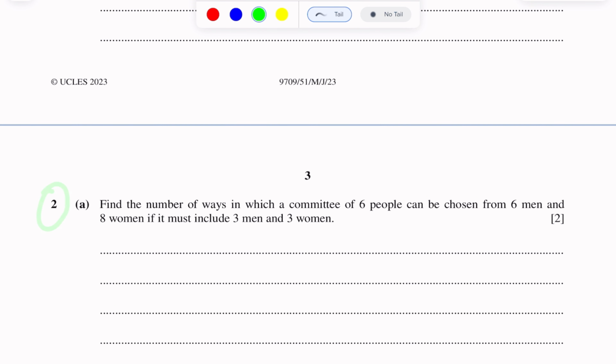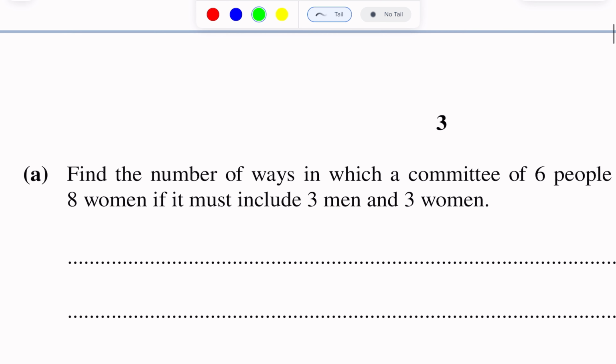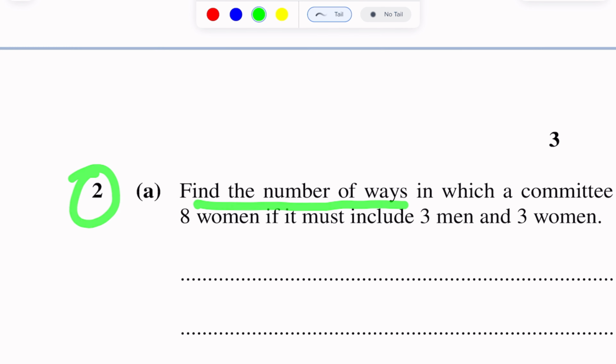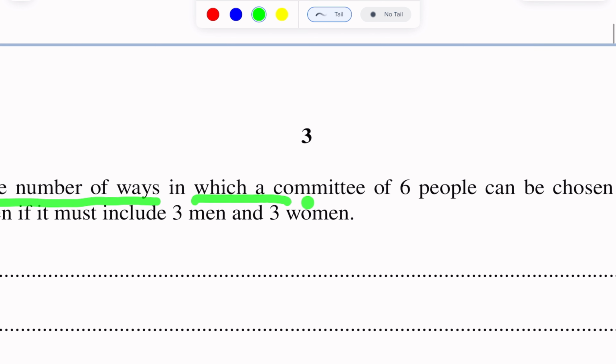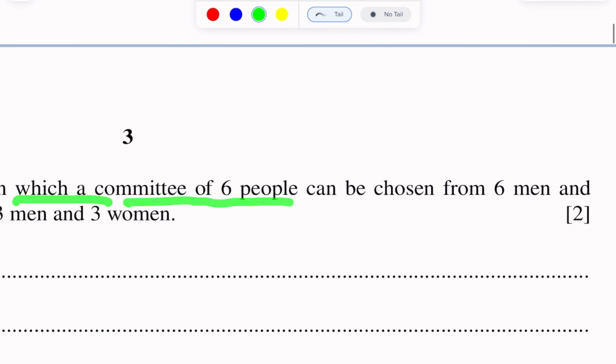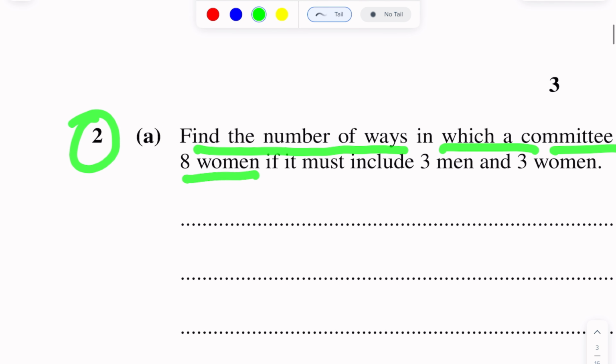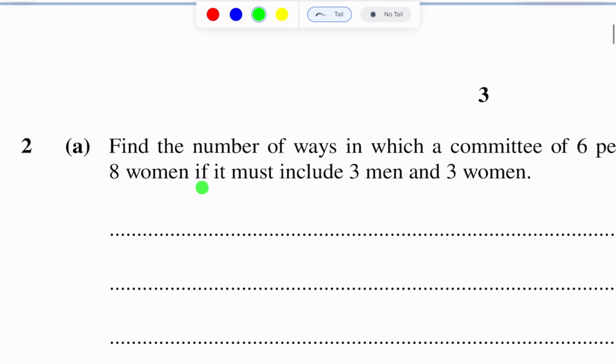Second question of this paper is of permutations and combinations. Find the number of ways in which a committee of 6 people can be chosen from 6 men and 8 women if it must include 3 men and 3 women.